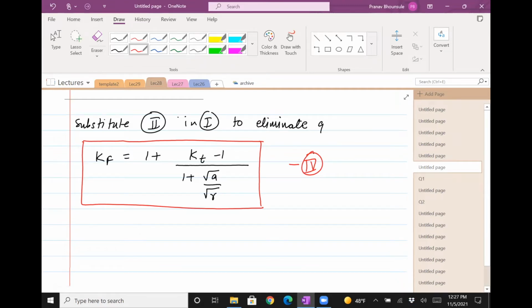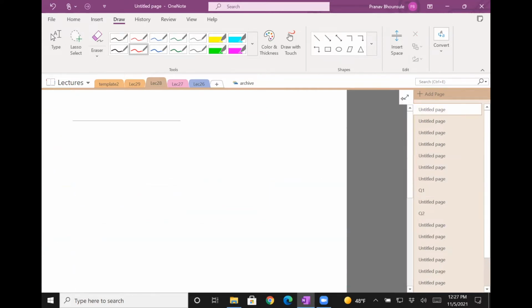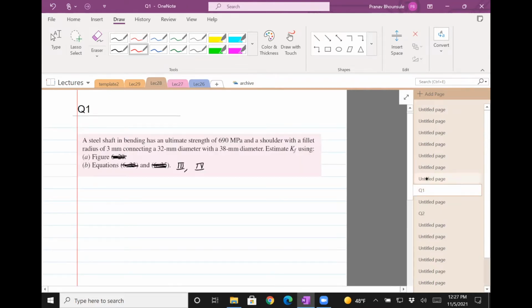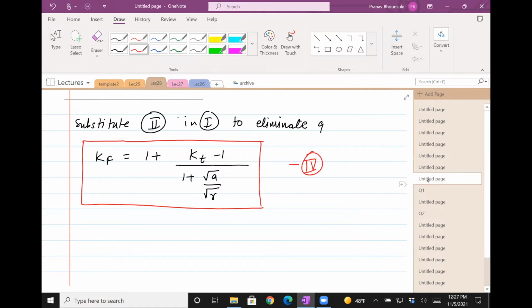Okay, so we did a lot of things here about concentration factor. Let's see how they are actually used to solve problems. Okay, so next is problems.